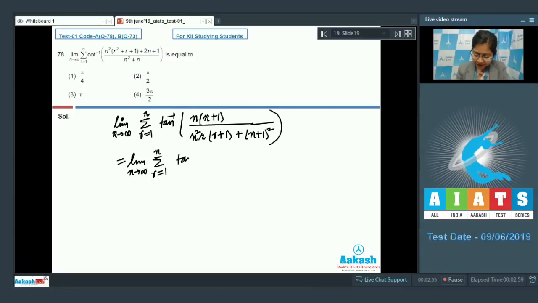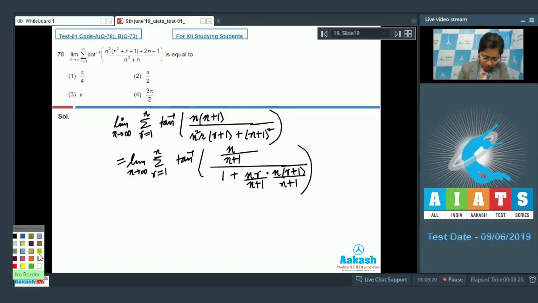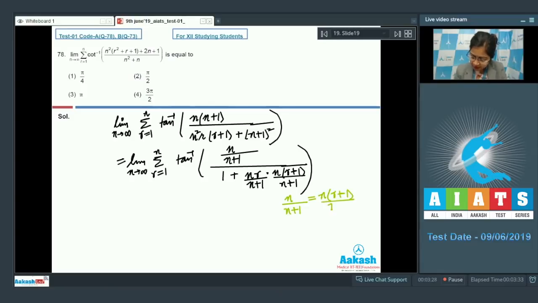1 to n tan inverse. Now dividing in the numerator and denominator by n plus 1 whole square, we will get n divided by n plus 1, and in the denominator we will have 1 plus nr divided by n plus 1 into n into r plus 1 divided by n plus 1. Now here it can be observed that we can write n upon n plus 1 as n multiplied with r plus 1 upon n plus 1 minus nr divided by n plus 1.